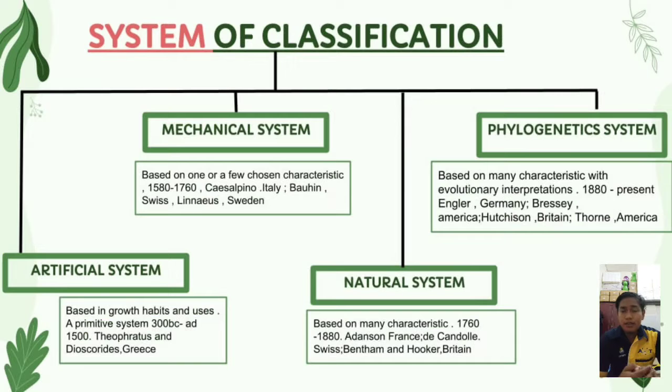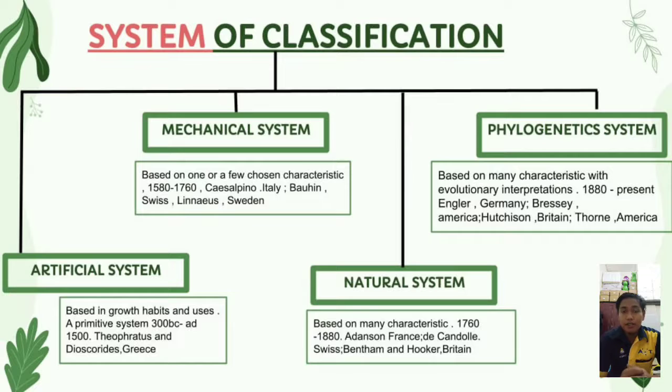The next is the system of classification of plants. The classification system can be divided into four kinds. The first one is the artificial system. This is the earlier system of classification, which was based on a few easily observable characters of plants, such as habits like tree or shrubs, or floral characters, particularly the number of them.